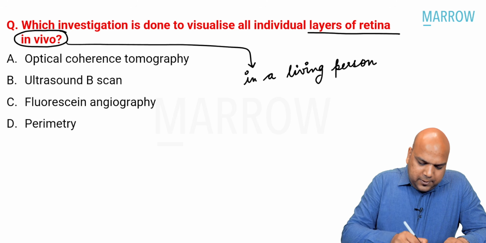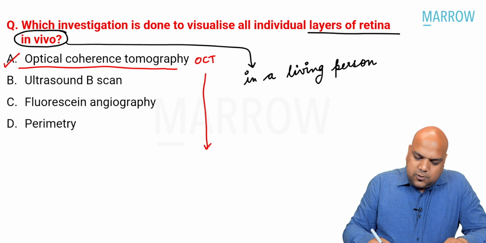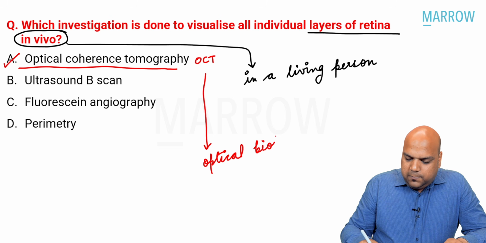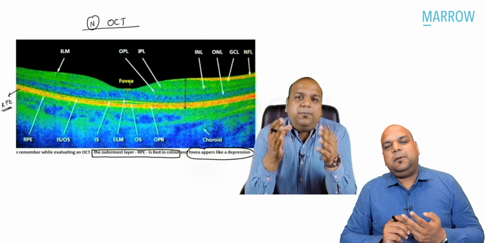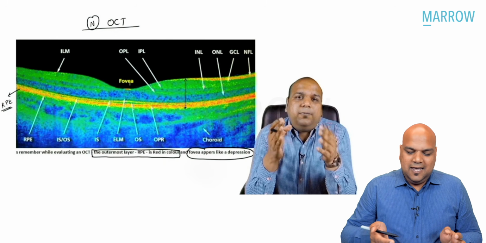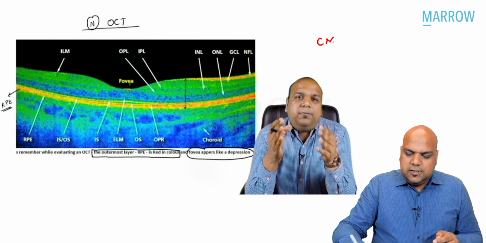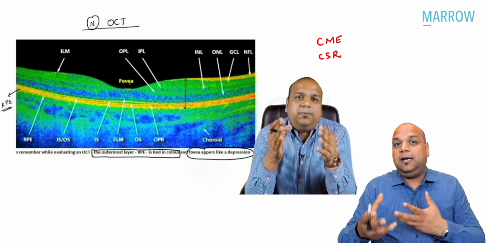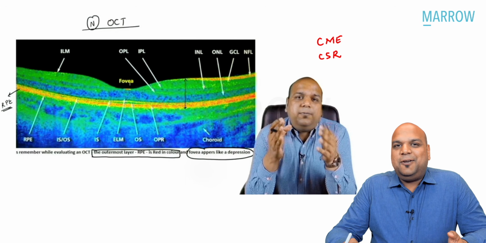OCT, or optical coherence tomography, as we say, gives us optical biopsies. That's how I have taught it. Yes, we are doing an optical biopsy. That means we are able to see all the layers. And this is the kind of image that we are able to see of a normal OCT. That's what we have seen, all the layers of the retina marked. We can see where is the problem. We have seen so many OCT images to differentiate between CME, CSR. We know what is the subretinal space. We know retinal detachment. We have seen the layers of the retina over and over again via an OCT.